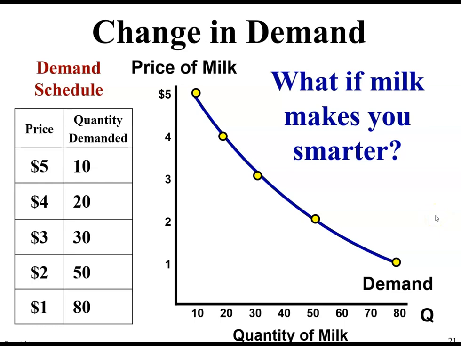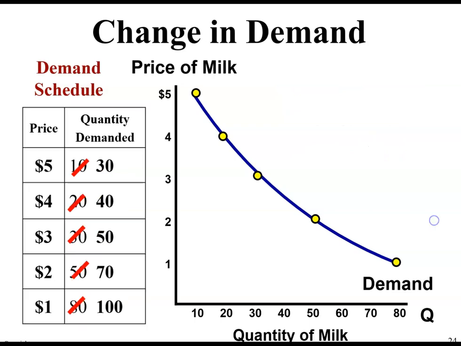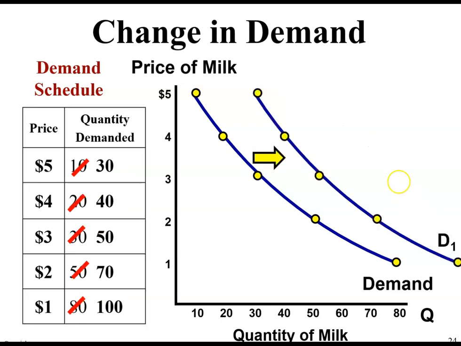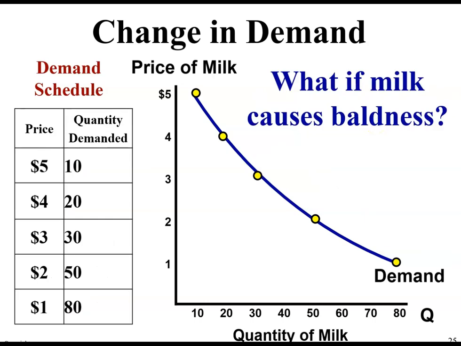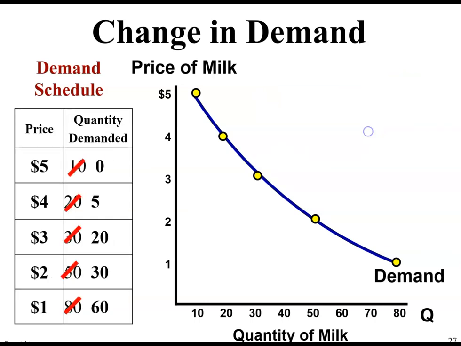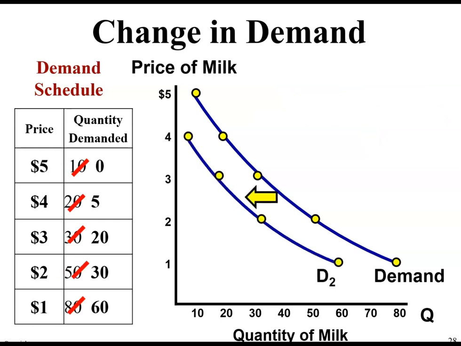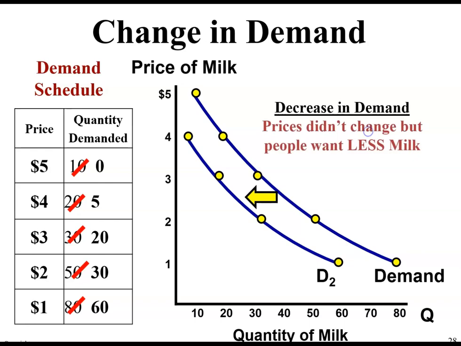Okay, think about this. What if milk makes you smarter? If that were to happen, then the demand curve is going to shift. There'd be what we call an increase in demand. The prices didn't change, but people want more milk at the same price. What if milk causes baldness? We would have the reverse. There would be a decrease in demand. Prices didn't change, but people want less milk at each price.